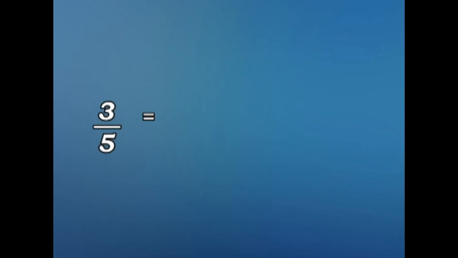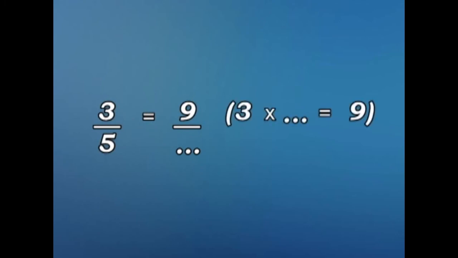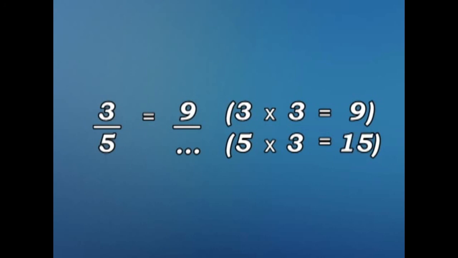Look at one more. 3/5 equals 9/what? Well, to solve that problem, how many times do you multiply 3 to get 9? 3 times 3 is 9. So we must multiply the 5 by 3 as well. 3 times 5 is 15. So you can say 3/5 is the same as 9/15.